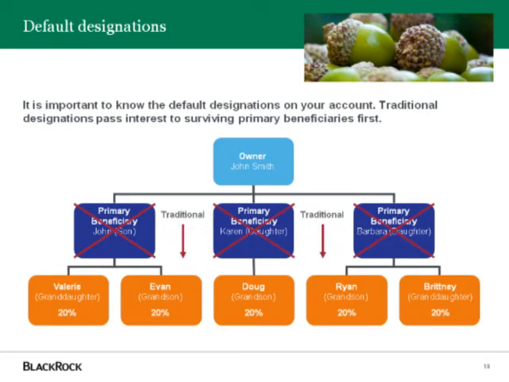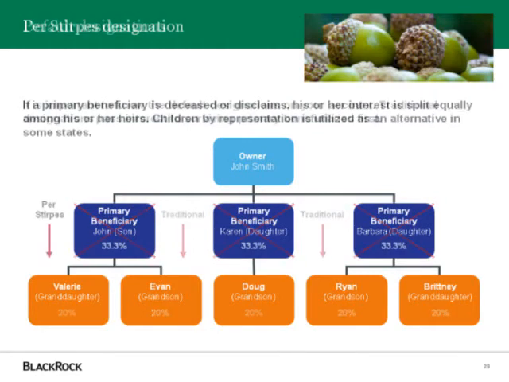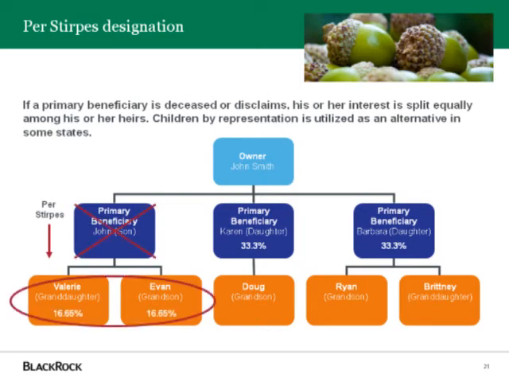This means you could be unintentionally disinheriting part of your family. You may want to consider customizing your designation to include per stirpes. This way, if one of your primary beneficiaries disclaims or predeceases you, their interest would go to their children, not the other primary beneficiaries. This may be more in line with your goals.